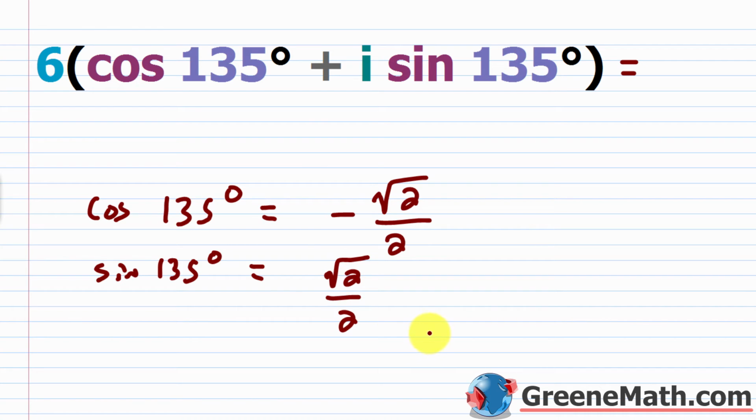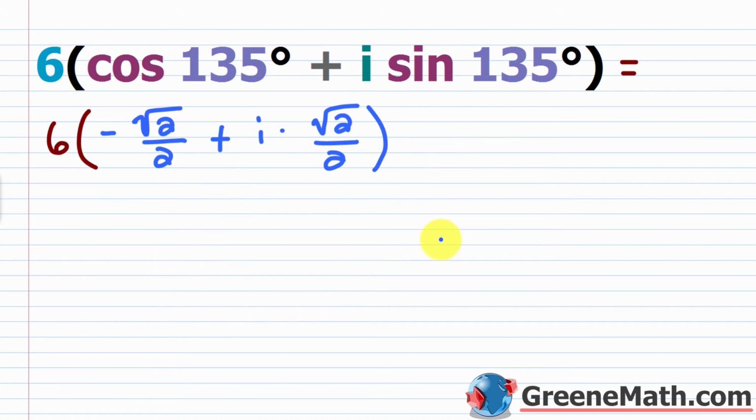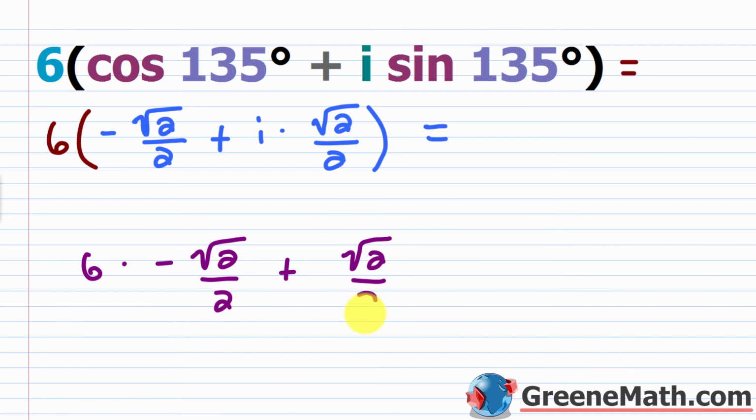So basically, I could replace this and say I have 6 times the negative of the square root of 2 over 2, and then plus I times the square root of 2 over 2, okay? If I distribute the 6 into each term, I would have 6 times the negative of the square root of 2 over 2, plus, let me switch the order here so this makes more sense, the square root of 2 over 2 times 6 and times I.